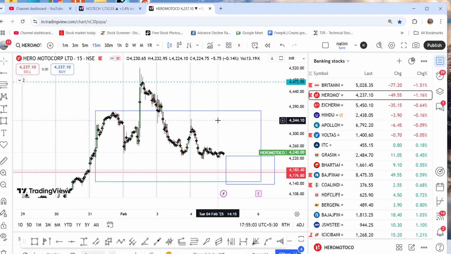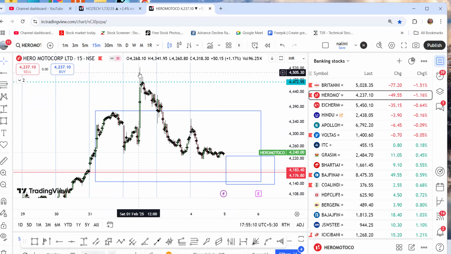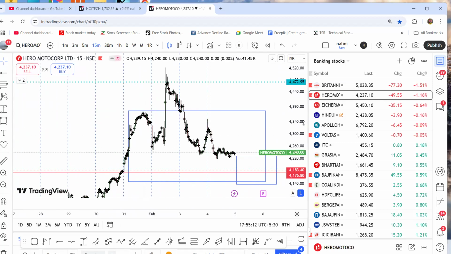If you come to Hero MotoCorp, it is a drop. This is a pump from this level.